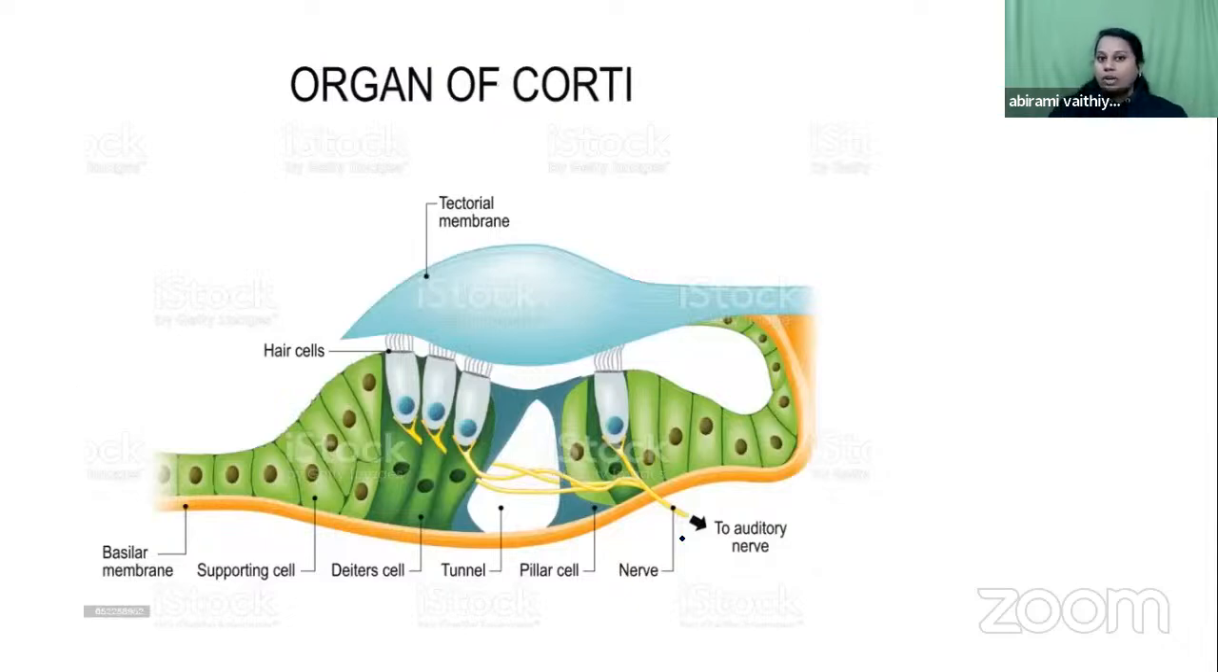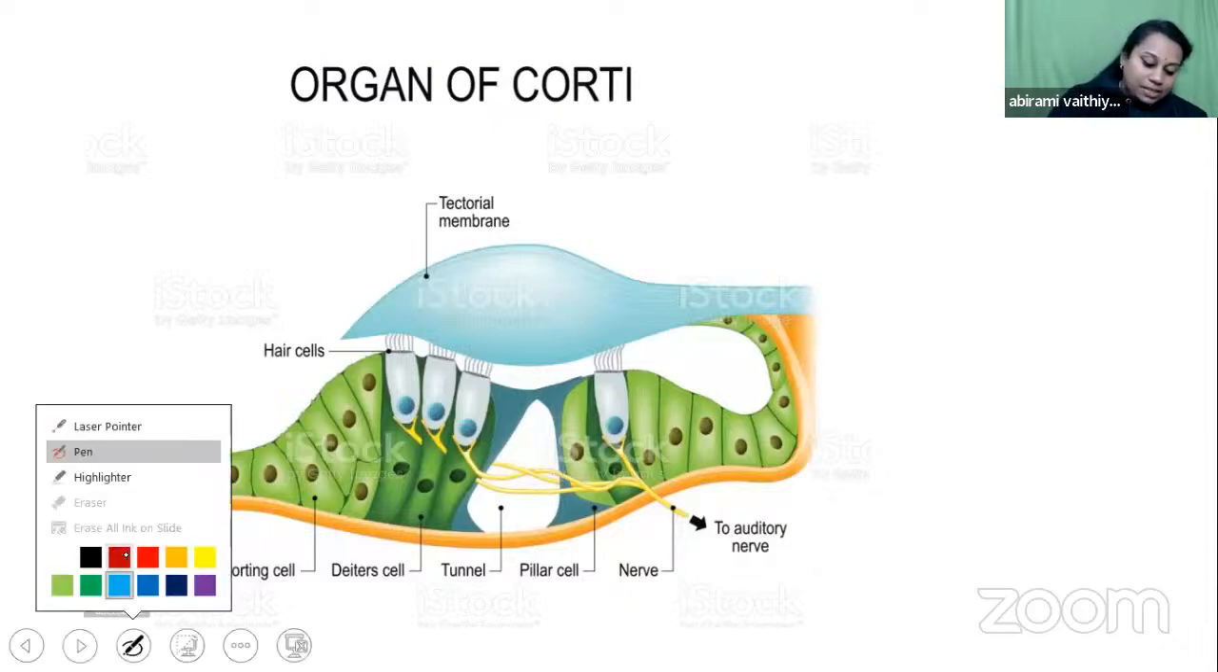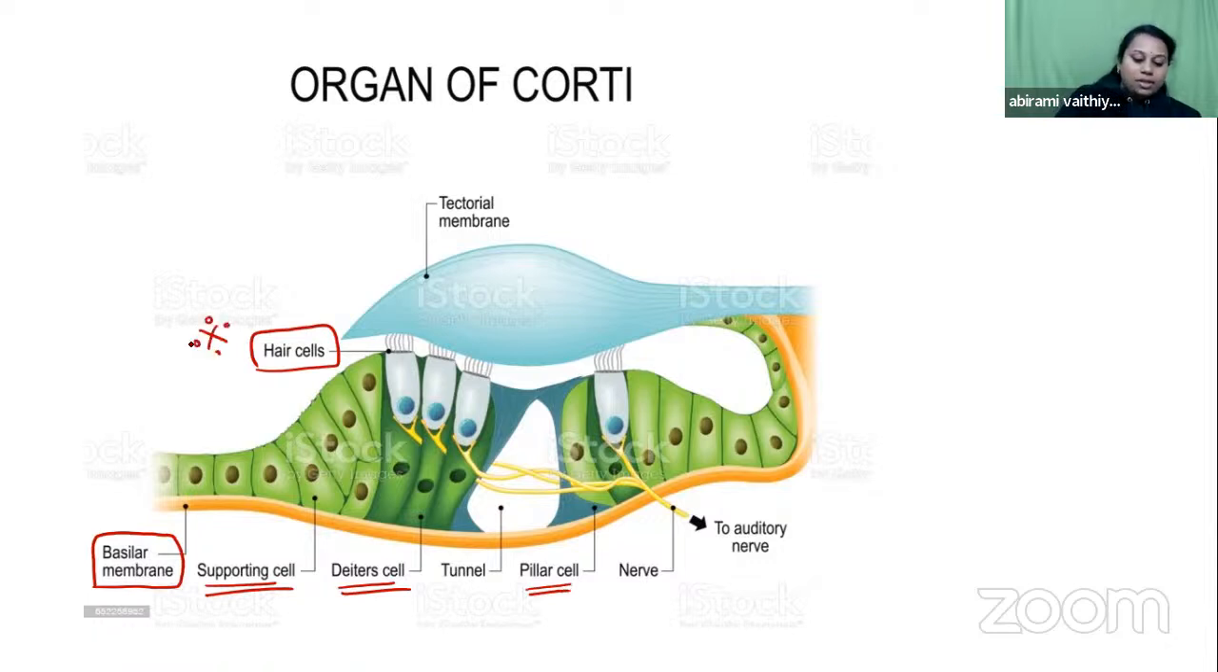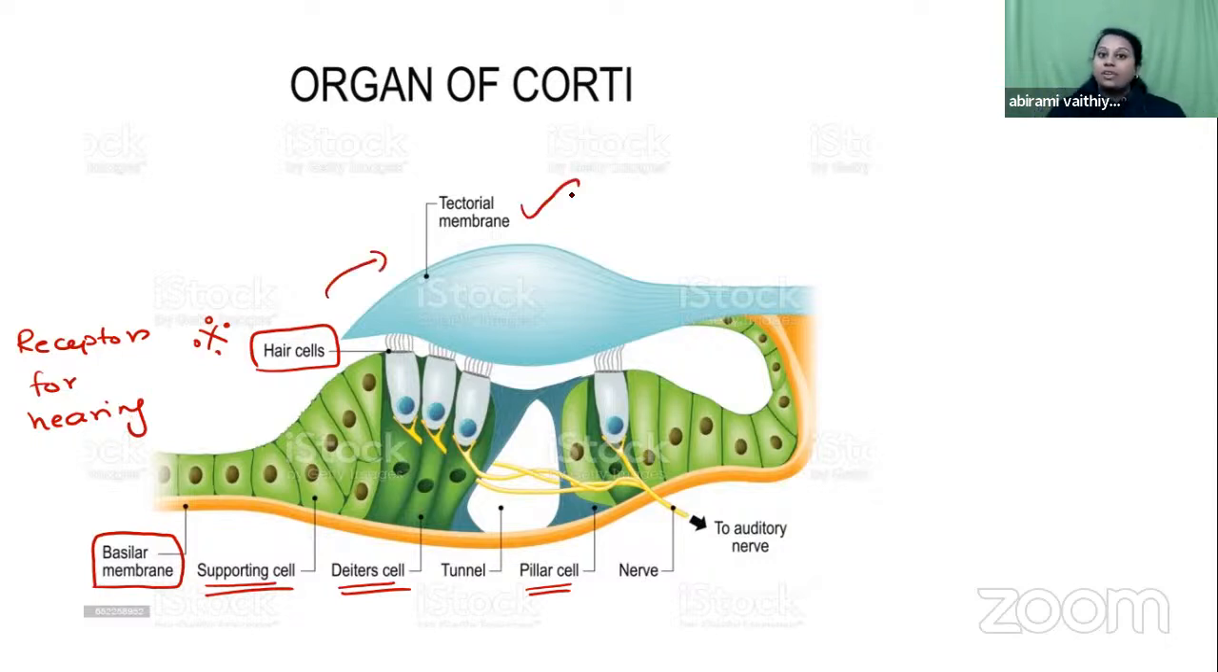This is the structure of the organ of Corti. The organ of Corti has a basilar membrane, hair cells, supporting cells, Deiters cells, and pillar cells. The hair cells are very, very important because they are the main receptors for the hearing mechanism. And the hair cells on top are in connection with the tectorial membrane.